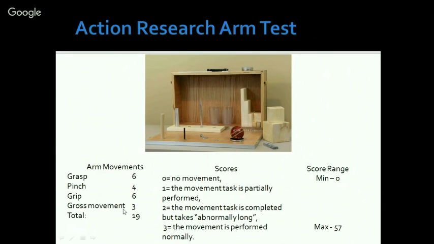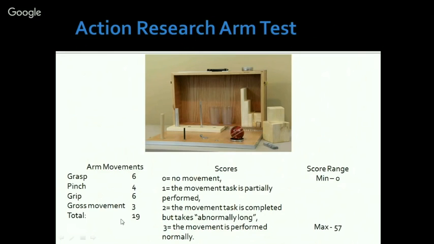And there are totally 19 components in the Action Research Arm Test. Each of the components is scored on a scale from 0 to 3. 0 means he's not able to move at all. 1 means he's able to perform the task partially. Say, for example, lifting the ball and placing it on the top panel, he may be able to do it partially, which means he might be able to lift it, but he may not be able to complete it. Scoring 2 means the patient is able to complete the task, but it takes abnormally long, a very long time to perform that. And 3 is normal.